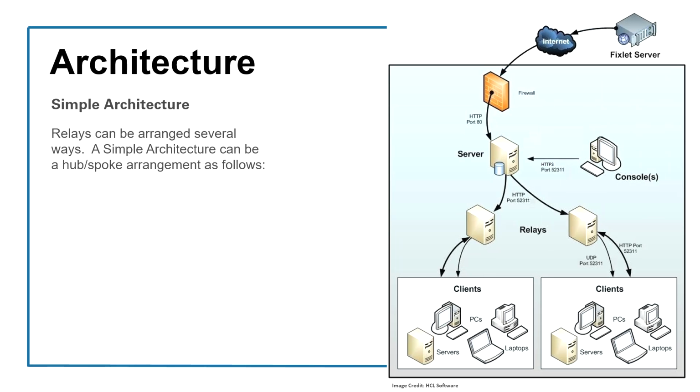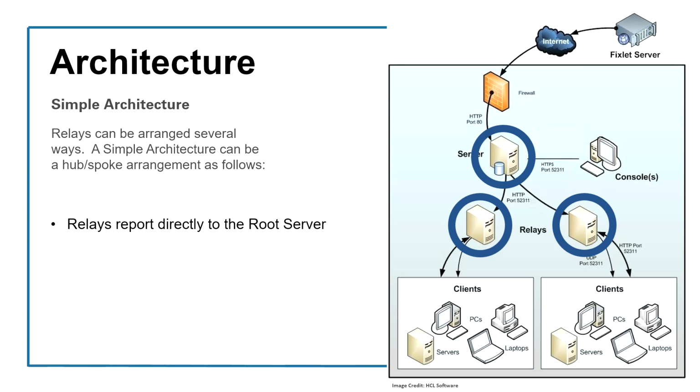Let's look at a simple architecture. Relays can be arranged in several ways. This diagram shows relays deployed in a hub-spoke layout around the root server. In this layout, relays report directly to the root server, while endpoints report directly to the relay.